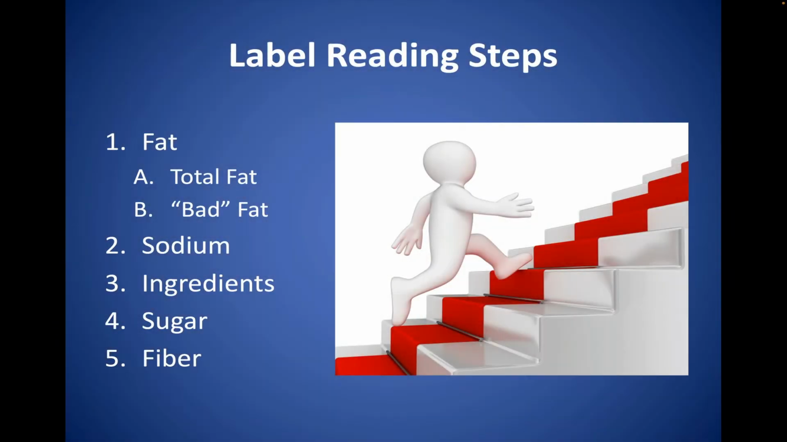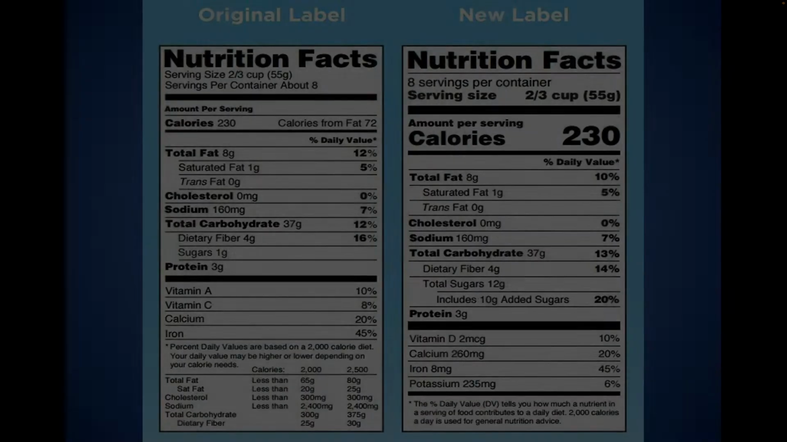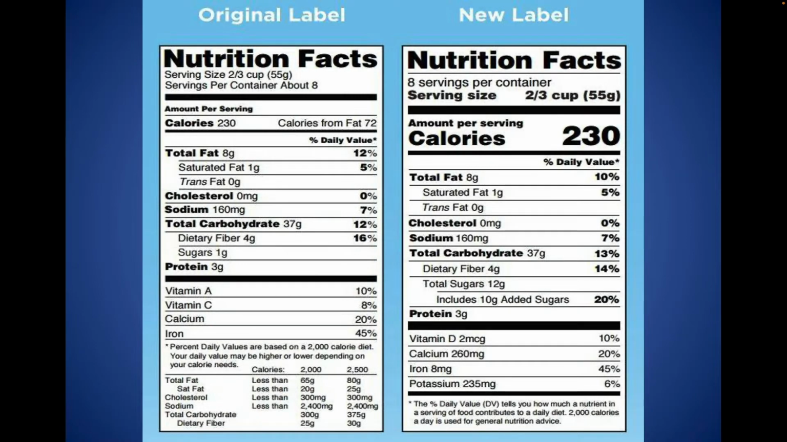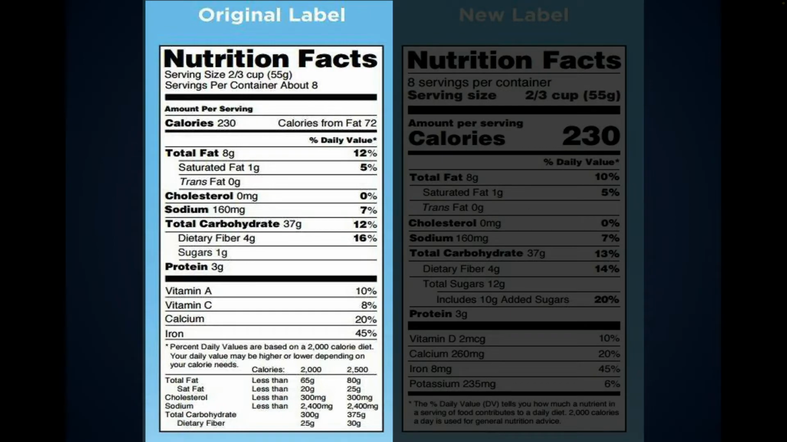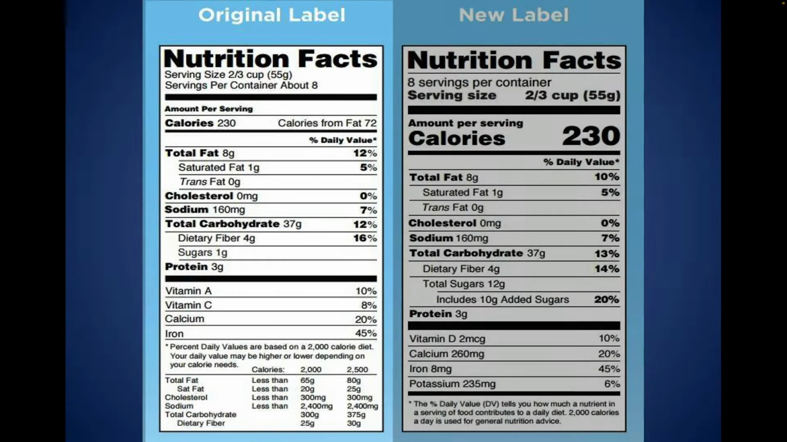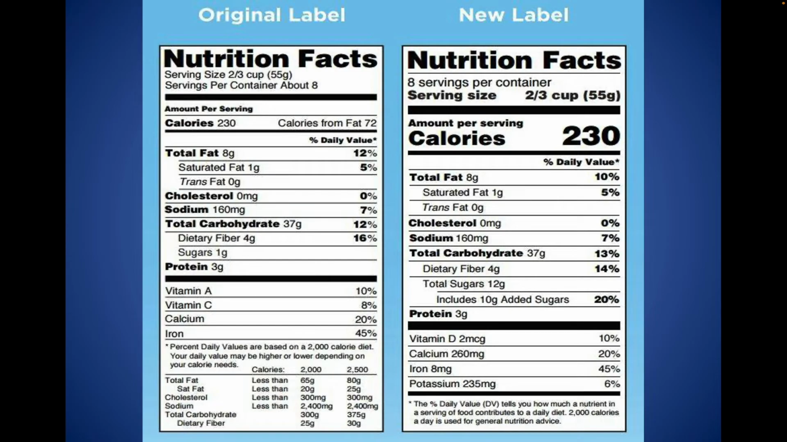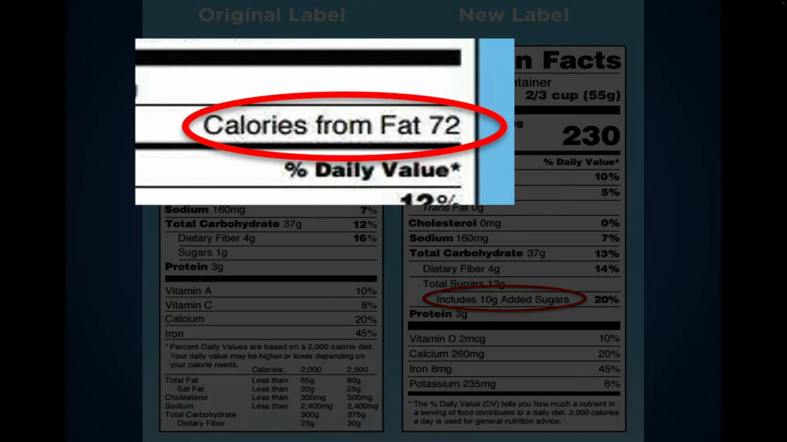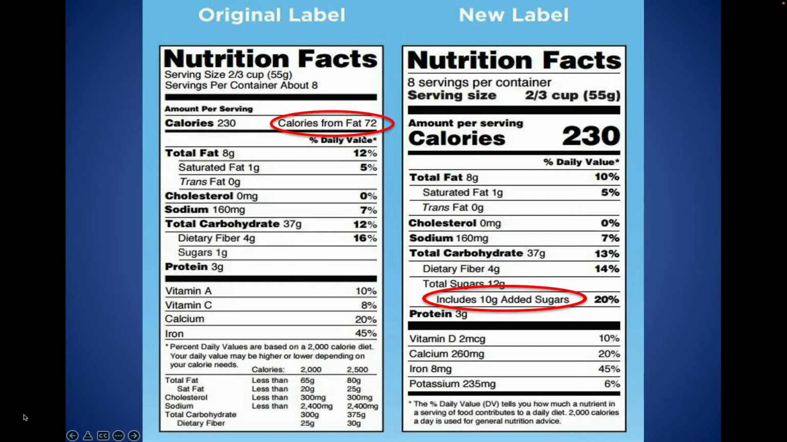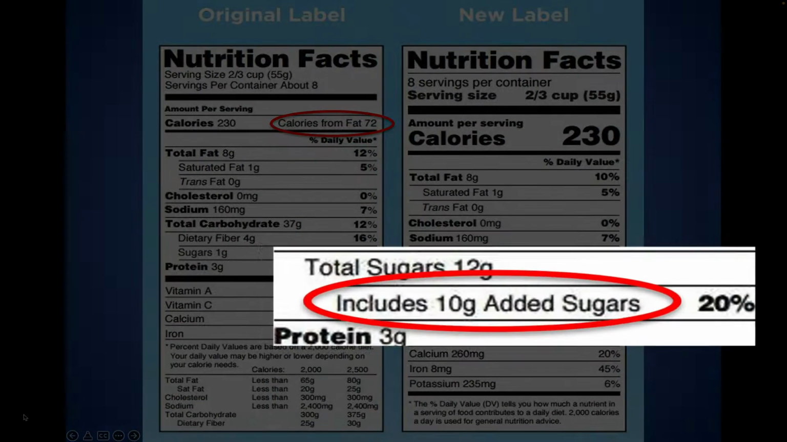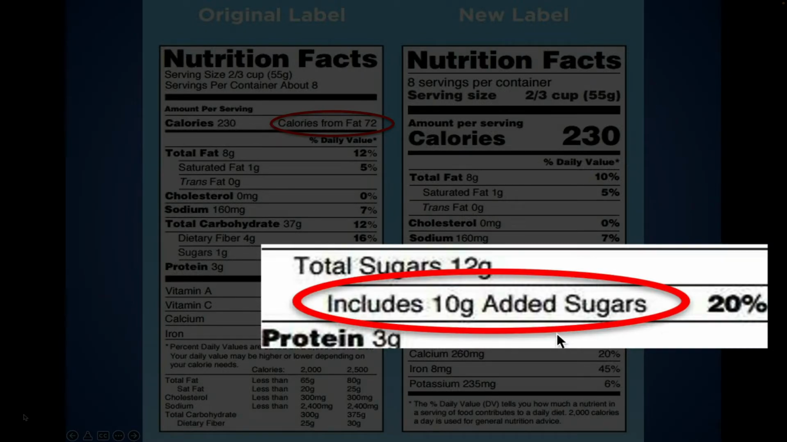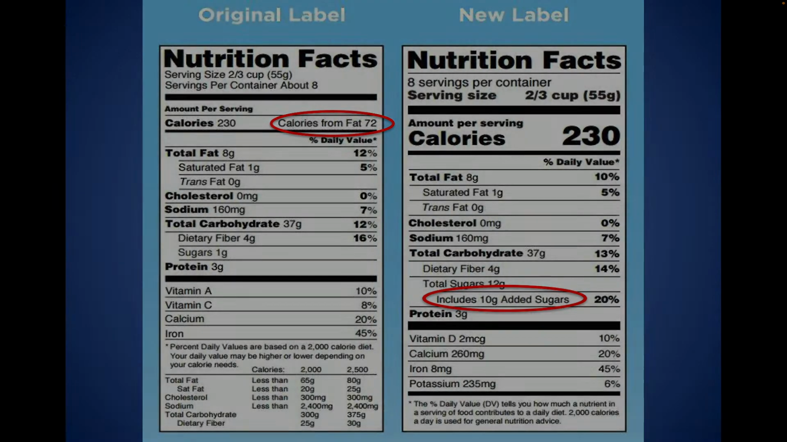So let's go through the label reading steps together. First of all, we want to point out that there's 2 types of labels that you'll be finding. There's the original label that you'll see here on the left, and the newer label that in many cases will be replacing the original label. Both of these have some benefits. For example, in the original label, they calculate for you the calories from fat, which you'll see in a moment is important to know. The new label tells us how many grams of added sugars, which the old label doesn't.